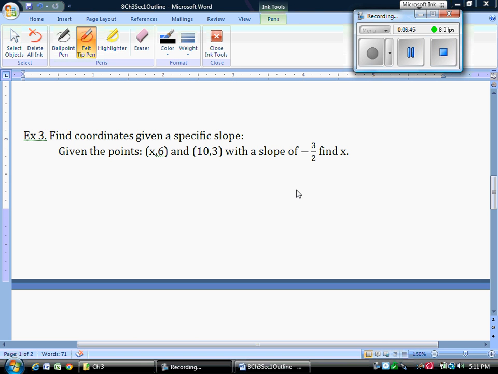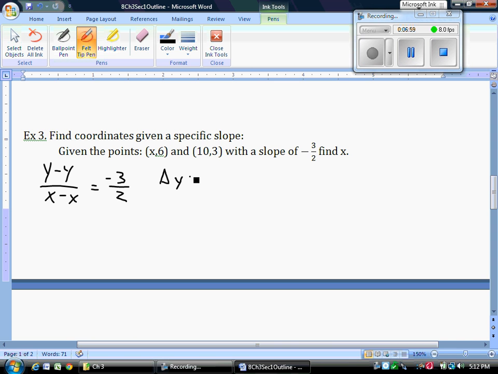All right. So if I have y minus y over x minus x as my slope, I know that that is equal to negative 3 over 2. So that tells me that by subtracting the y's, my delta y needs to equal negative 3, and my delta x needs to equal 2. Okay. Well, which value am I looking for? I'm looking for an x value. So I don't care about delta y at all.